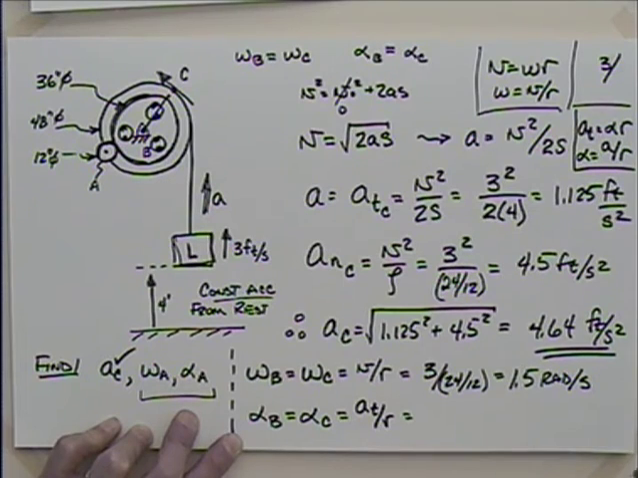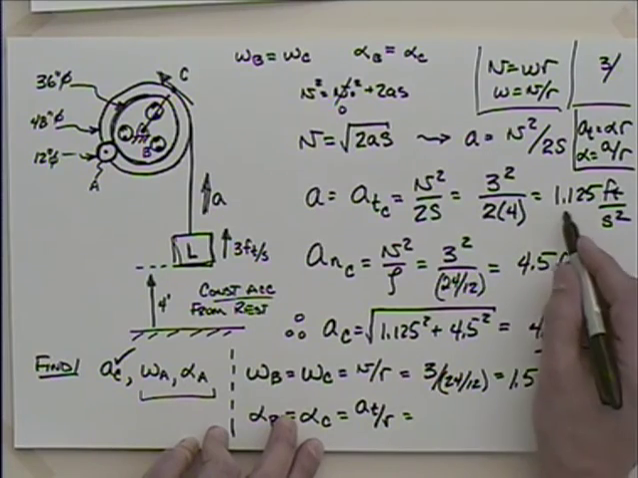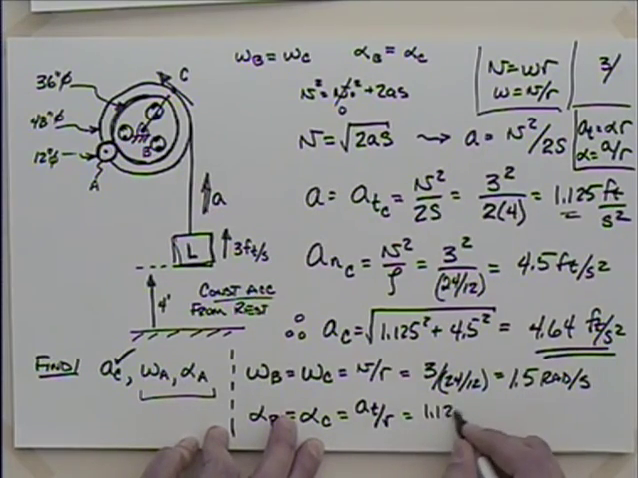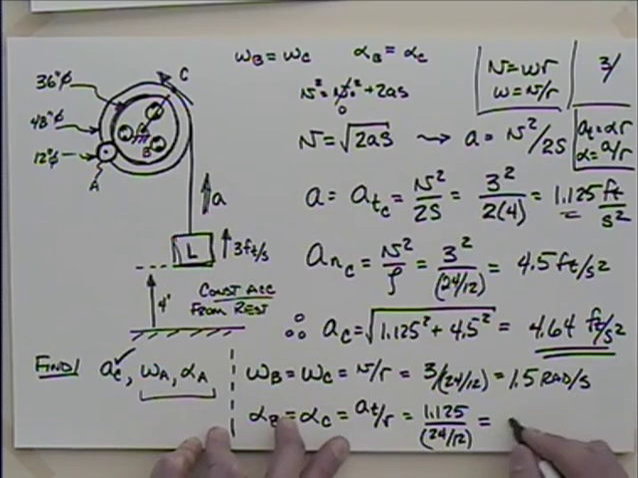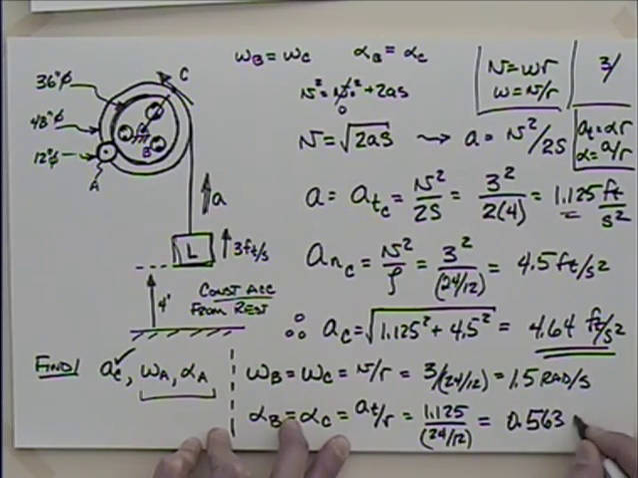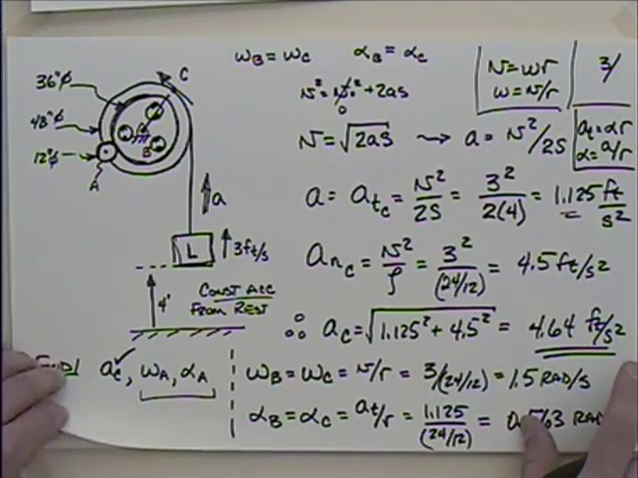What was my acceleration in the tangential? 1.125? Right there. So 1.125 divided by the radius, which is again 24 over 12, which I end up with, is that right? 0.563 radians per second squared. So if you're interested in the angular acceleration of B or C, we'd be done. We're not interested in B or C, but we want A. So we have to do one final step in this thing.